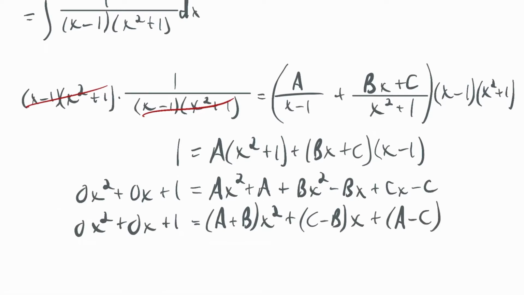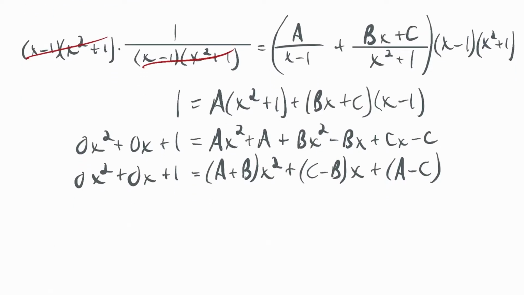Okay, so as I said before, this coefficient here will have to equal this coefficient because this equation, as far as x is concerned as a variable, is always true for any x, and that means the coefficients have to match. So 0 is a plus b, 0 is c minus b, and 1 is a minus c. So I'm building a system of equations. I get a plus b equals 0.